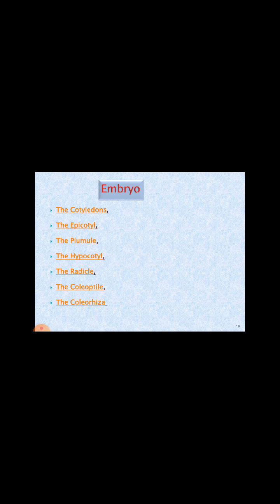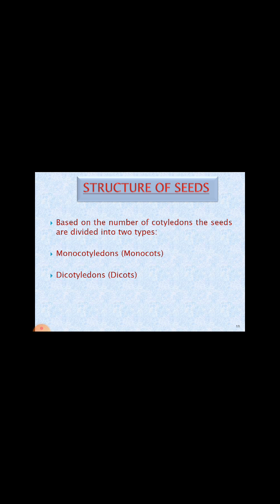Monocotyledonous plants have two additional structures in the form of sheaths. The plumule is covered with the coleoptile that forms the first leaf, while the radicle is covered with the coleorhiza that connects to the primary root and adventitious roots from the sides. So now we move towards the structure of the seeds. Based on the number of cotyledons, the seeds are divided into two types: monocotyledonous and dicotyledonous.